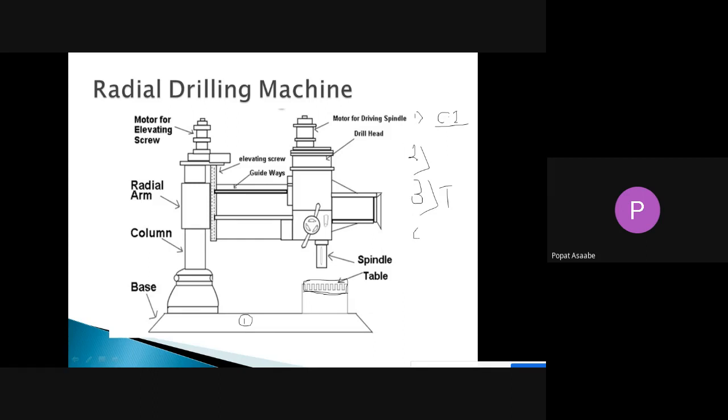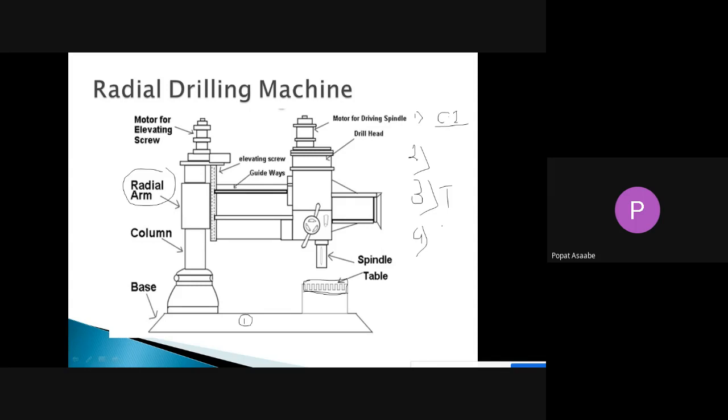The next part is the radial arm. It is very important, and it is the main part of your radial drilling machine. Because of this part, this machine is called the radial drilling machine. Why is this drilling machine given this name? From the name of this part, the radial arm, we have given the name radial drilling machine to that drilling machine.